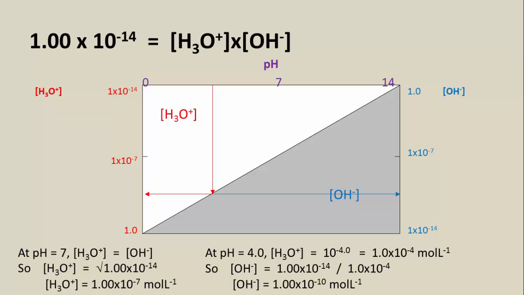So as the hydronium concentration increases by adding some acid, the hydroxide ion concentration has to decrease in order to keep the value of the equilibrium constant the same. Simple Le Chatelier's principle, really.